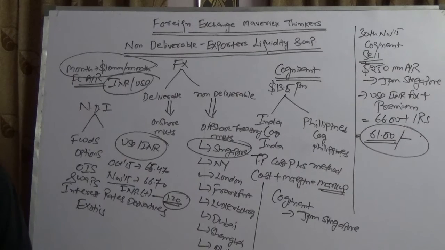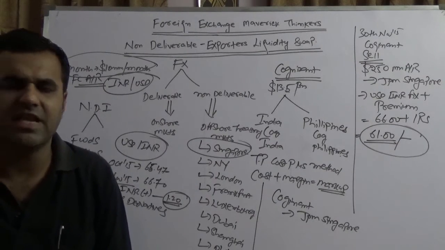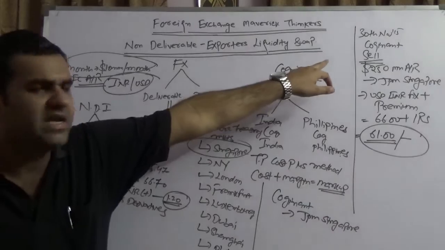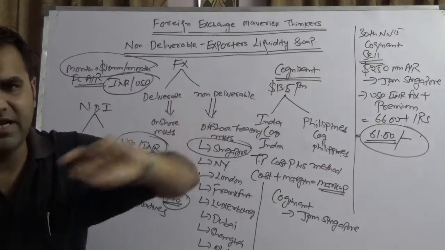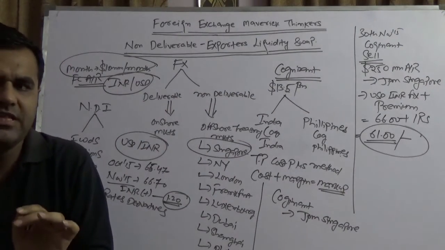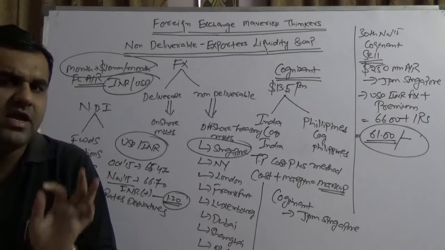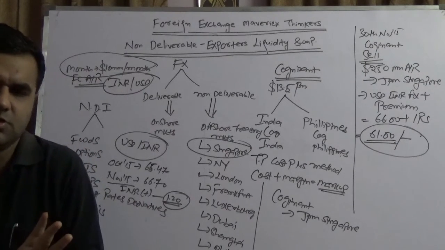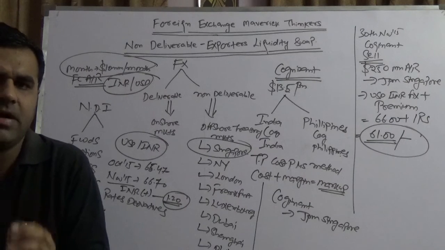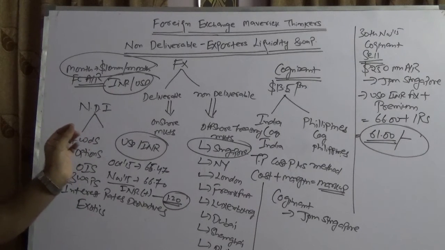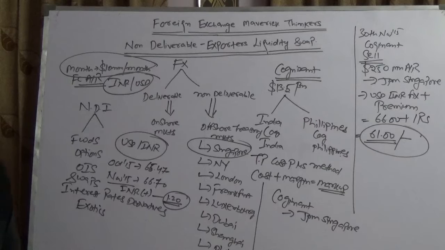Now, this is the most obsolete way, in the sense that you have to deal on the last day. You cannot deal even one day before. You cannot take the benefit of the onshore offshore spread, and you cannot take the arbitrage position in the game. This is all about part 1 of the non-deliverable exporters liquidity swap.